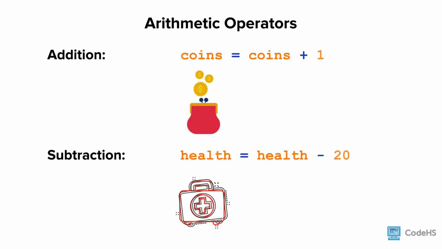So when might we want to use these arithmetic operators in a program? Well, for addition, you could be collecting coins. Each time you pick up a coin, you would add 1 to the amount of coins you have. For subtraction, you may have a health score. Every time you are attacked by another player, you could lose some of your health.